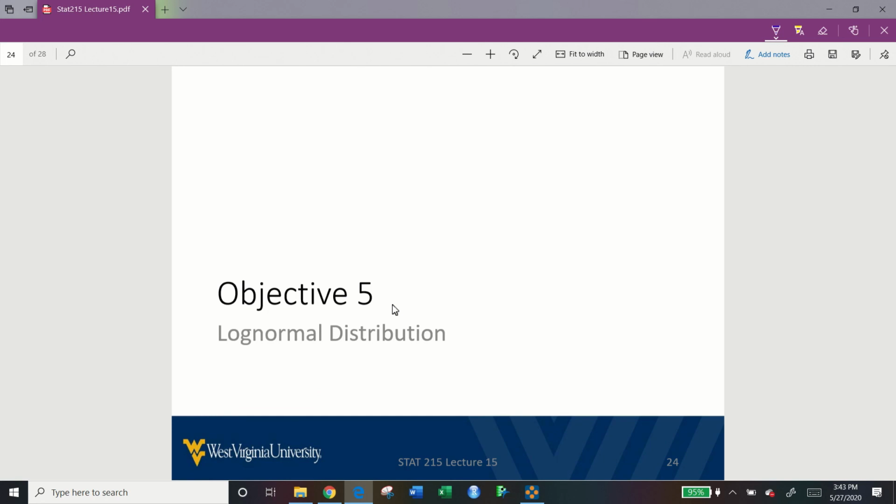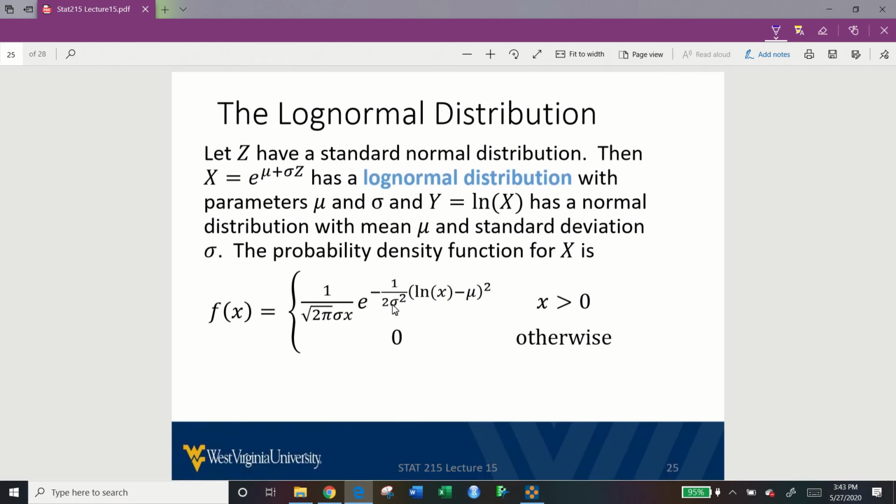So for the remainder of this lecture, which isn't very much, we're going to talk about the log normal distribution, which, as you can imagine, has a relationship to the normal distribution. If we let z have a standard normal distribution, then x equals e to the quantity mu plus sigma z has a log normal distribution with parameters mu and sigma, and y equals the natural log of x has a normal distribution with mean mu and standard deviation sigma.